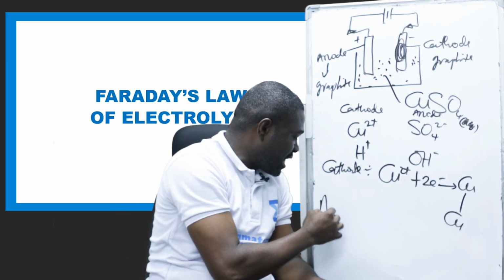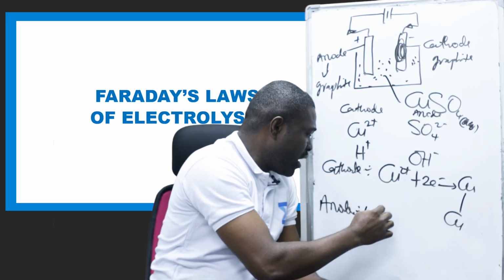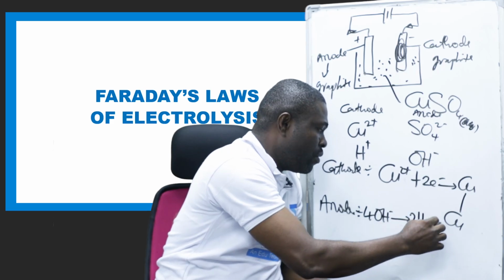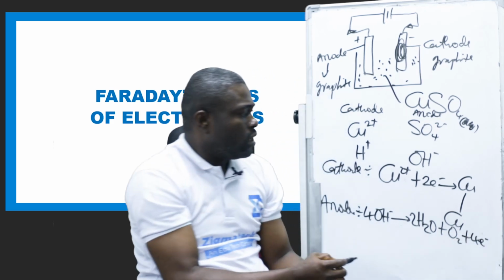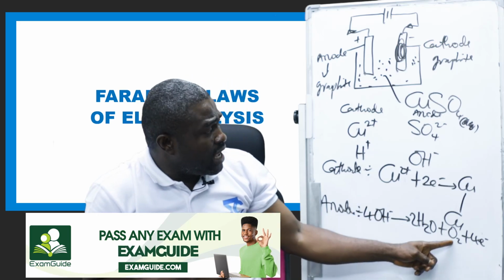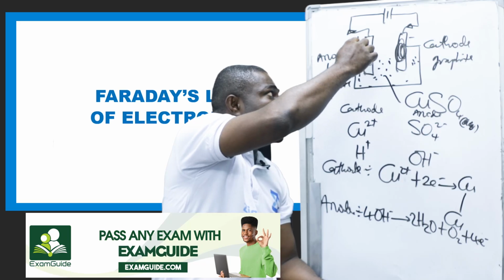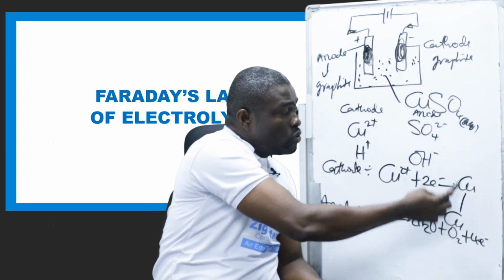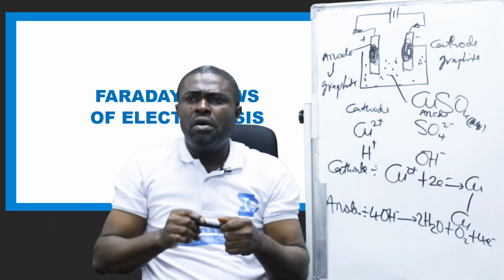So, in other words, at the anode, we have 4 OH minus giving us 2 molecules of water plus 1 mole of oxygen, plus 4 electrons. This oxygen now is deposited at the anode. So at this anode, you see bubbles, oxygen gas, which is a colorless gas, while at the cathode, at the end, what is produced is copper. What exactly did Faraday do?